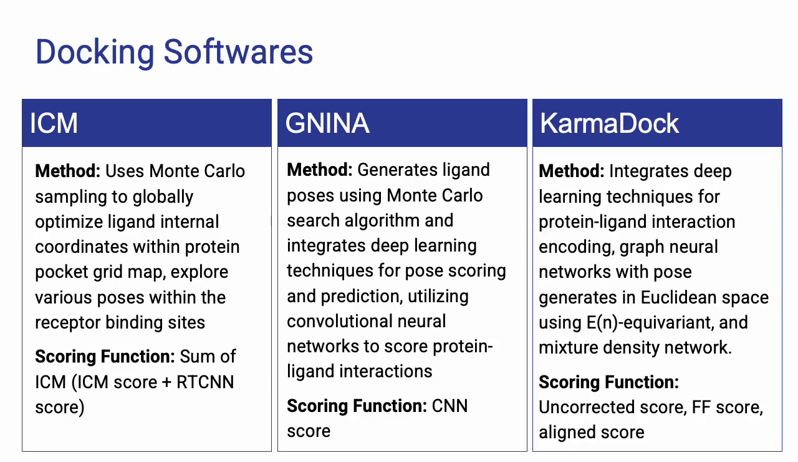KarmaDock integrates deep learning techniques as well, using graph neural networks to encode protein-ligand interactions. Ligand poses are generated in Euclidean space using E(n) equivariant networks combined with a mixture density network. KarmaDock provides three scoring functions: the uncorrected score, the force field or FF score, and the align score. For our purposes, we will use the align score to evaluate performance since it offers the highest reliability in post-prediction.